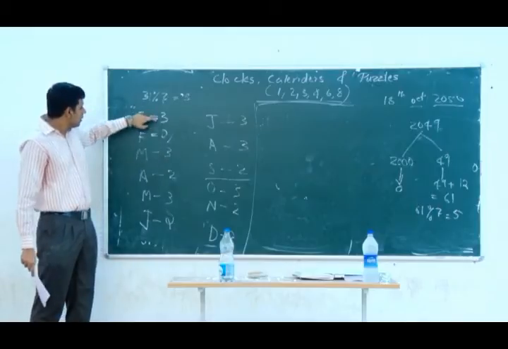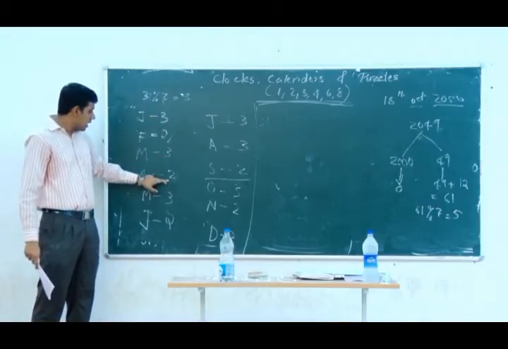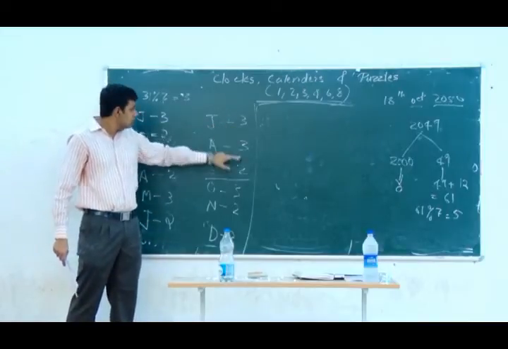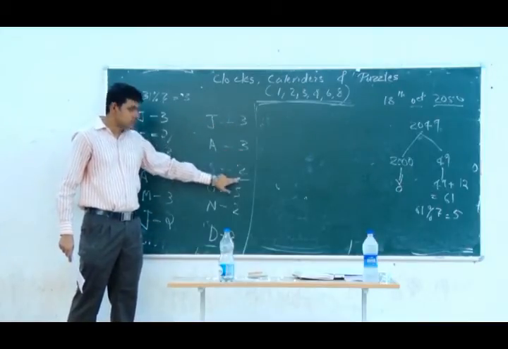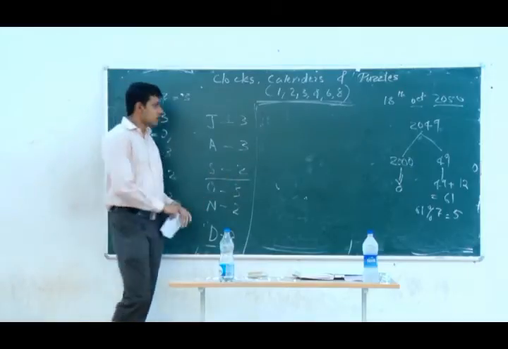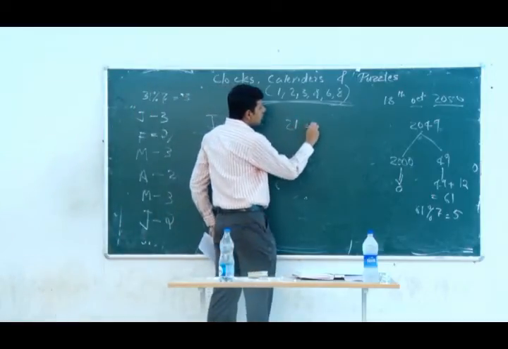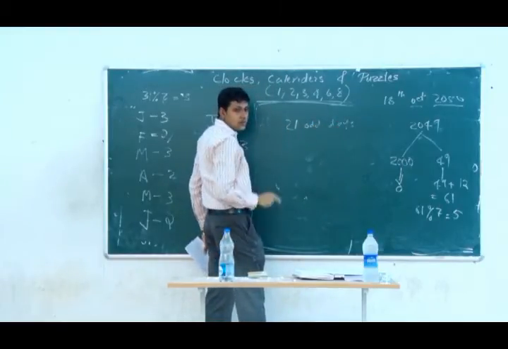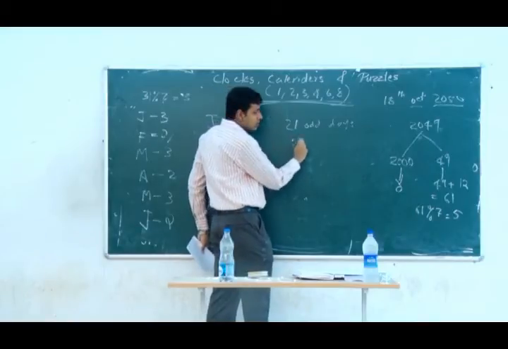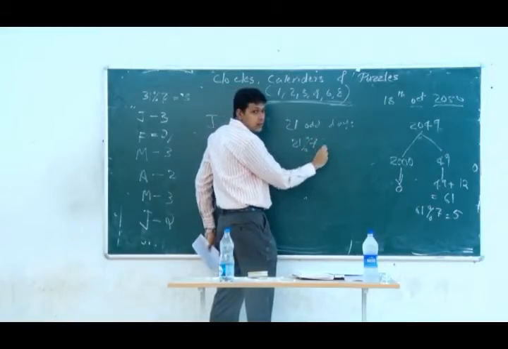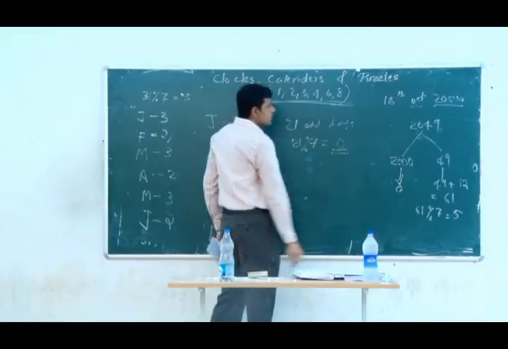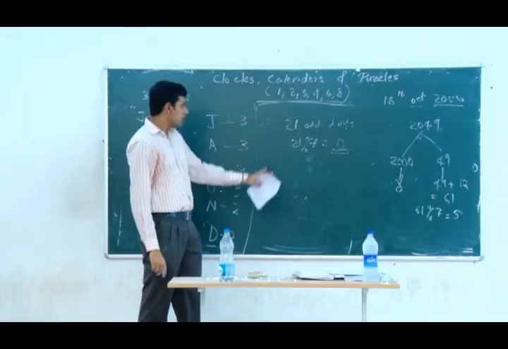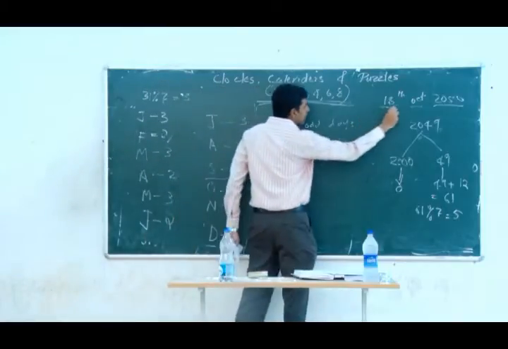So 3, 6, 8, 11, 13, 16, 19, 21. So we have 21 odd days because of the month, 21 odd days up to September end. So 21 divided by 7 leaves 0. So we have 0 odd days because of the month. Now the date, we have the date 18.